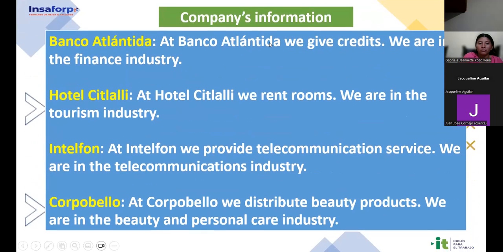Okay, we have here companies information. We have Banco Atlántida, Hotel Citlali, Intelphone, and Corpovelo. I know this Corpovelo, guys, but Banco Atlántida, Hotel Citlali, Intelphone, I don't know these companies. But what they do, here we are going to learn the activity that they do, okay?